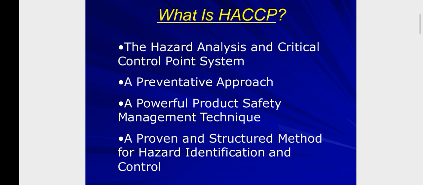Basically, the definition of HACCP and what is HACCP. The Hazard Analysis Critical Control Point System. This is a preventive approach to ensure food safety management techniques, a proven and structured method for hazard identification and control. We will go through the identification of the hazard and controlling that particular hazard, like chemical, biological, and related to human beings.